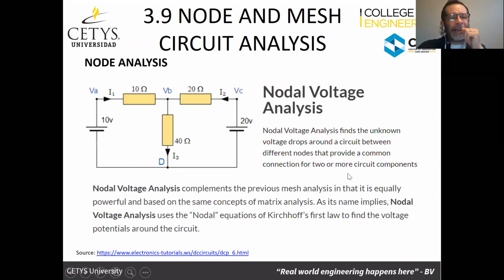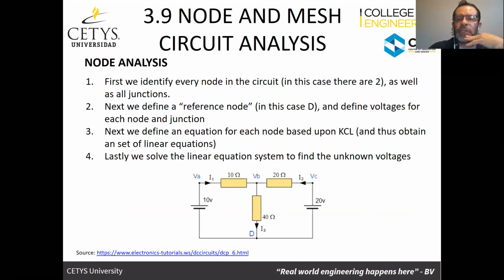Now, the next type of analysis: if we've got a mesh analysis that has to do with Kirchhoff's voltage law, well, we're also going to have a node analysis method. And the node analysis method is a little bit more based on Kirchhoff's current law. Okay. And so basically what we do for the node analysis, we're going to be using the same circuit.